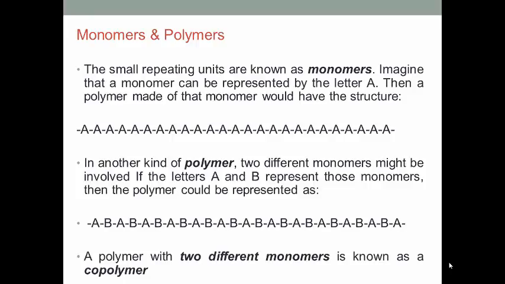In another kind of polymer, two different monomers might be involved. If the letters A and B represent those monomers, then the polymer could be represented as ABAB, as shown there. A polymer with two different monomers is known as a copolymer. Some chemistry behind polymers: polymers are organic chain molecules. They can vary from a few hundred to thousands of atoms long. There are three classes of polymers that we will consider: thermoplastic, thermosetting and elastomeric.